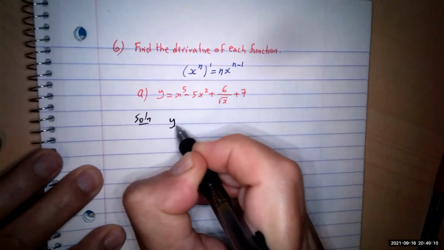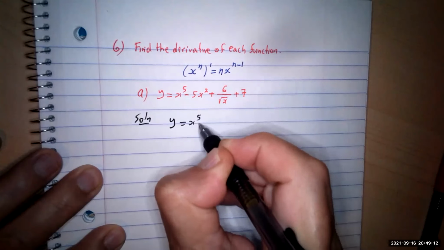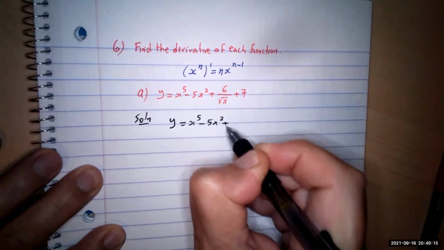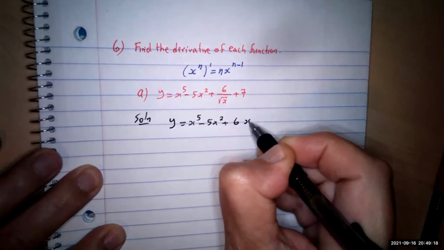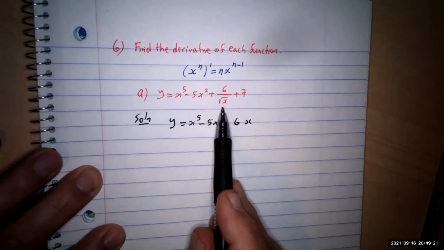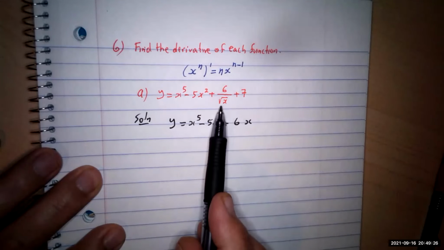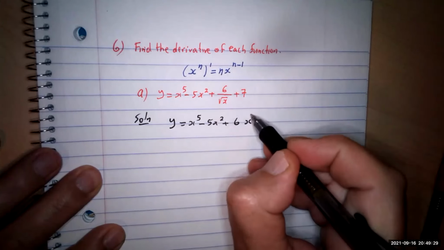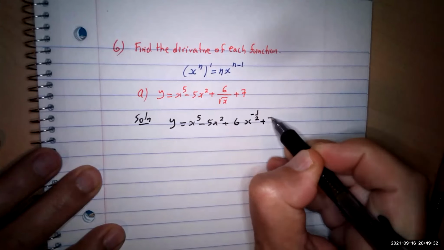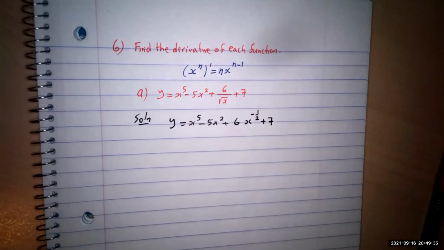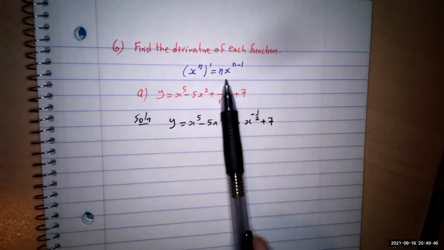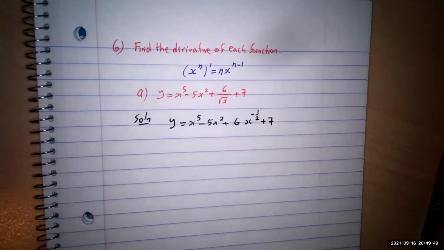We rewrite it: y equals x to the 5th minus 5x squared plus 6 times x to the, since it's a radical x, would be x to the 1/2. It's in the denominator, so you have to move it up, so it's going to be x to the negative 1/2, plus 7. This is how we rewrite it. Any question? Radical x would be x to the 1/2. You have to move it up because you have only this formula. You don't have any other formula, so we can only do the powers. Now we are ready for it.